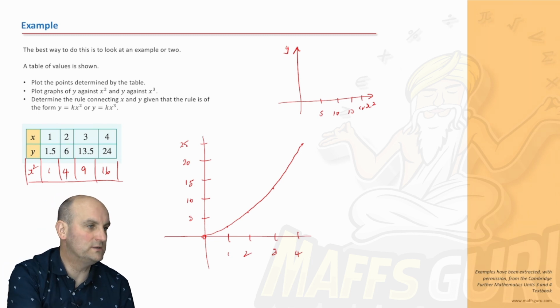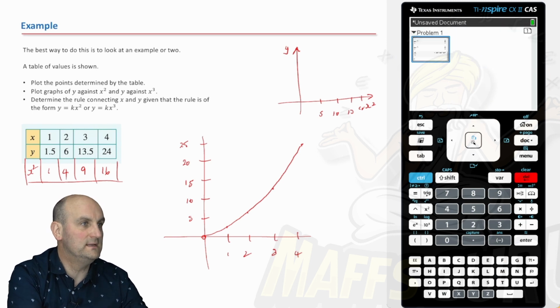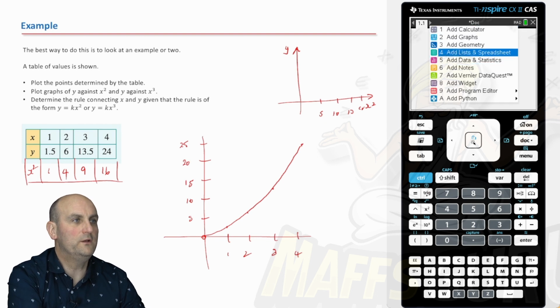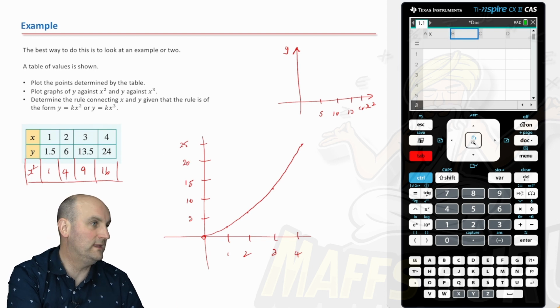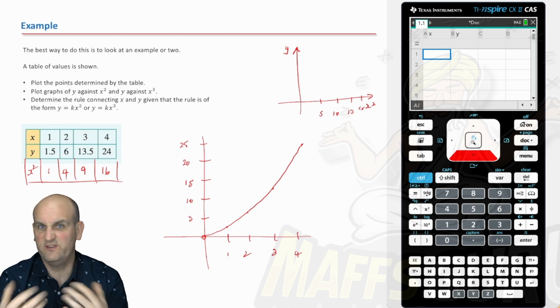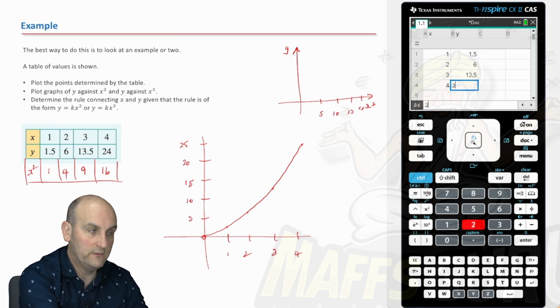Right, so what I'm going to do now is share how to do it on the CAS. Let's close down all of the things we had before. I keep hitting the wrong screen, so it's delete and delete. Yes, I want to delete. Press menu. What I'm going to do now is put in a list and spreadsheet. I'm going to put my original data in there, and if you remember, we do x and y. If you don't remember this, it's going to be great revision. My x values are 1, 2, 3, and 4, and my y values initially were 1.5, 6, 13.5, and 24.